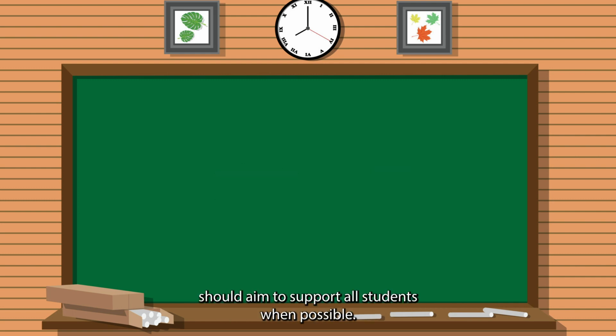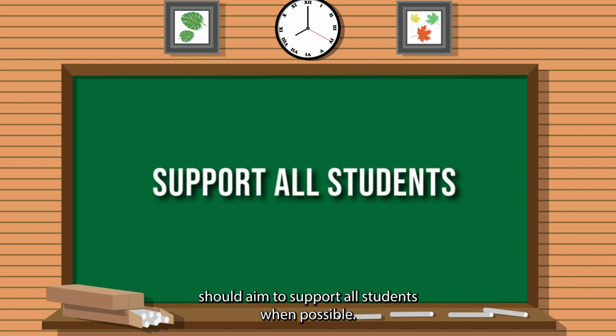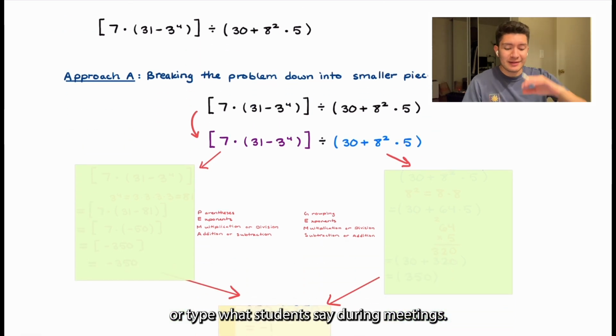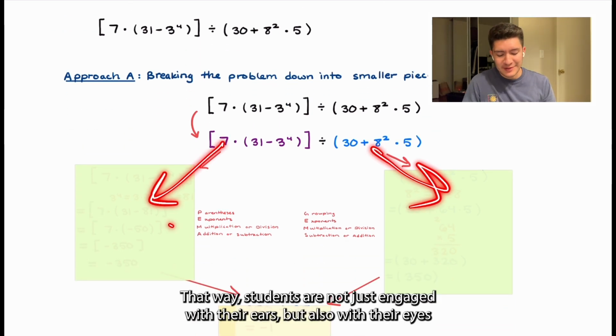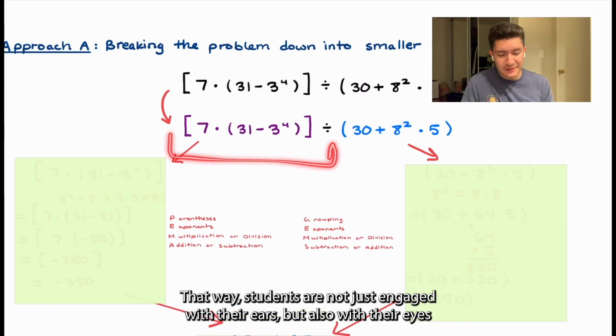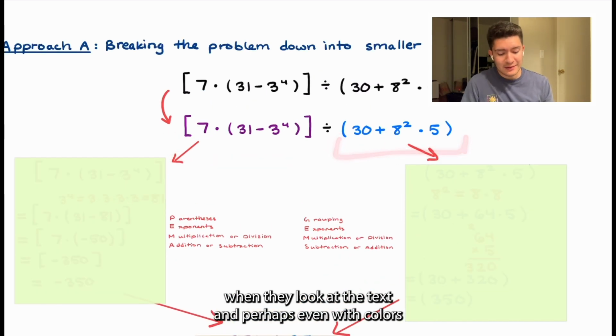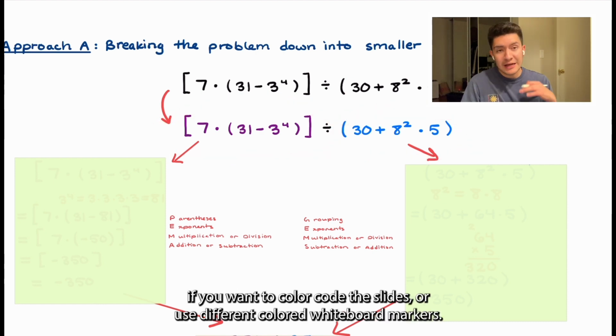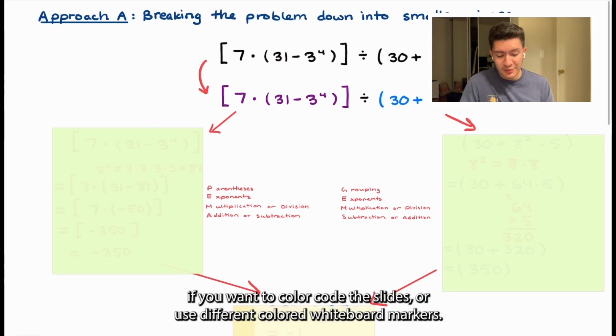Lastly, we should aim to support all students. When possible, add pictures, videos, or text to lessons to capture students' attention. One way to do this is actually to write down or type what students say during meetings. That way, students are not just engaged with their ears, but also with their eyes when they look at the text, and perhaps even with colors if you want to color code the slides or use different colored whiteboard markers.